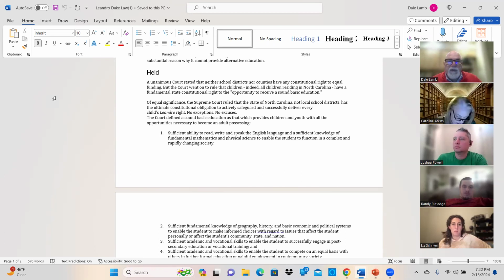A unanimous court stated that neither school districts nor counties have any constitutional right to equal funding at the end. We started equal, but they have no constitutional right for it to end equal. The superintendent's plan is not looking so good now. The court went on to rule that residents of North Carolina have a fundamental state constitutional right to receive a sound basic education, yes, but the state determines how much that is per pupil and sends it. Now, if you want to add to that, fine. If you don't, fine, but you have no right to more than whatever the state sends you.